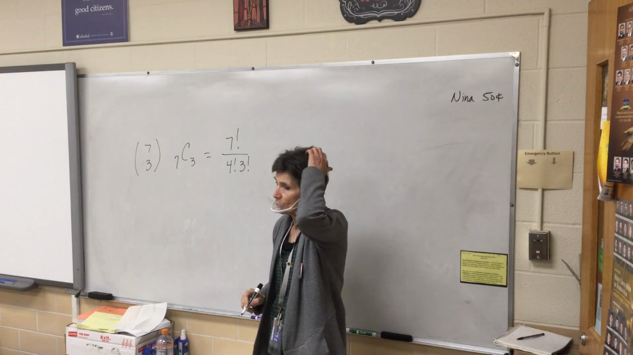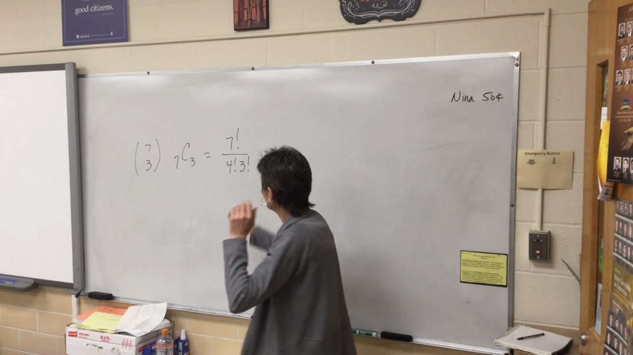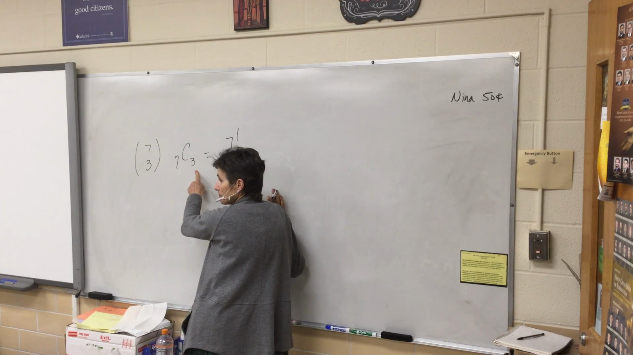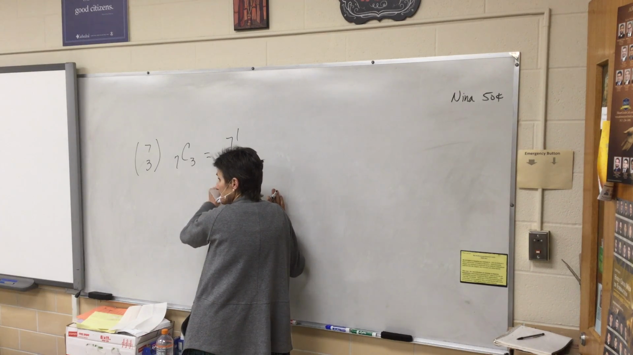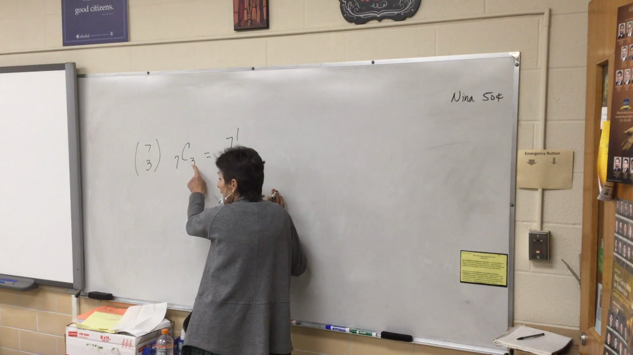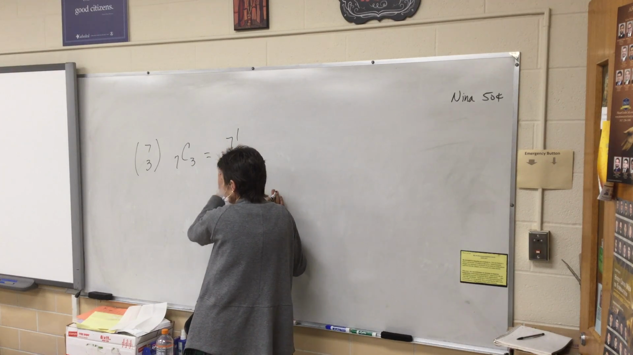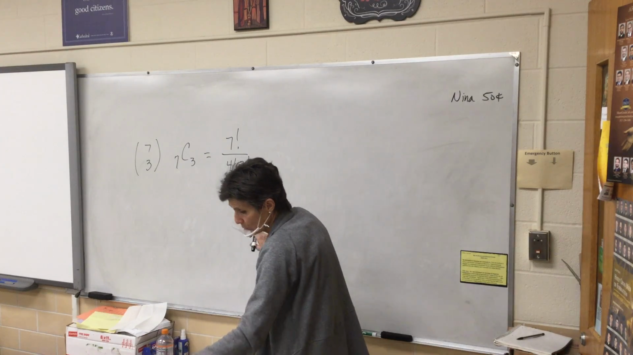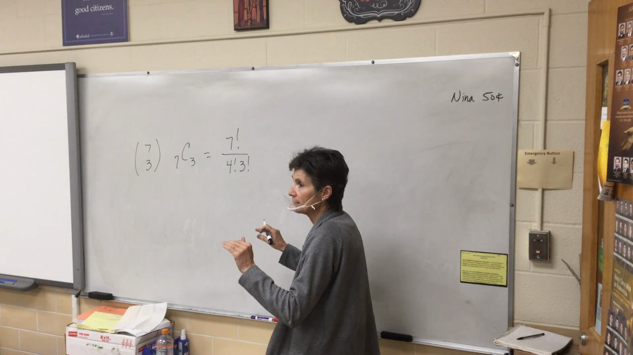Now, where did those come from? Well, to get the 4, you do 7 minus 3, and then this is that number. So that's how it's always going to look. No matter what these numbers are, this is the way you're going to structure it. And we got some more to practice, so don't panic.